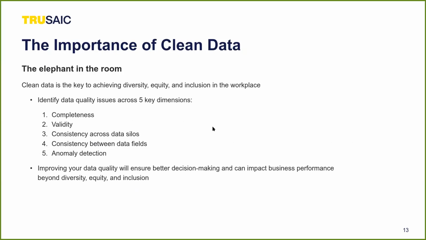Okay, so the importance of clean data, we refer to it as the elephant in the room. We'll come back to that in a moment. But we've identified five fundamental features, dimensions that we call them, of data quality: completeness, validity, consistency across different data silos or different data sources, different systems, consistency between data fields, and anomaly detection. Improving data quality is important for diversity, equity, and inclusion, but it's also important more generally for organizations to be on top of data and to have confidence in their data, as we just saw. It's a much broader issue than diversity, equity, and inclusion, but that's going to be our focus for the rest of this talk.